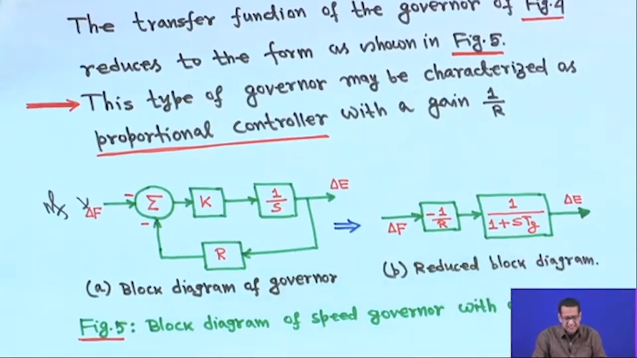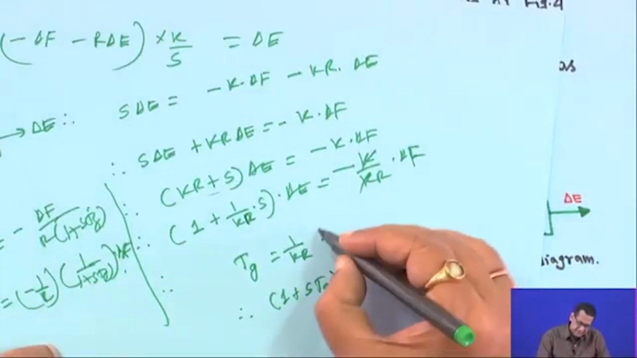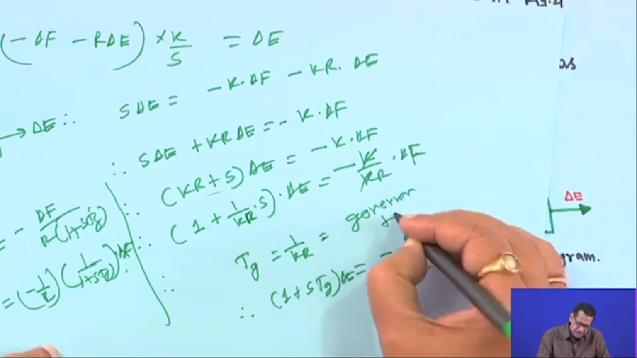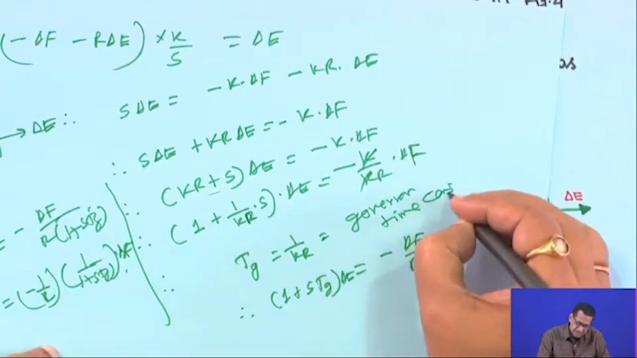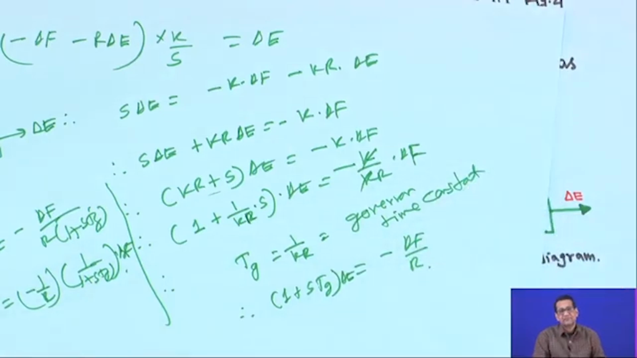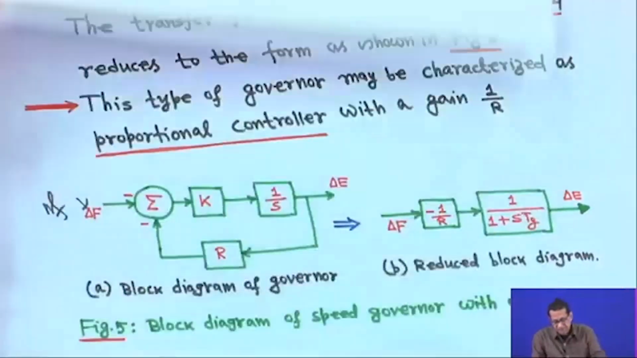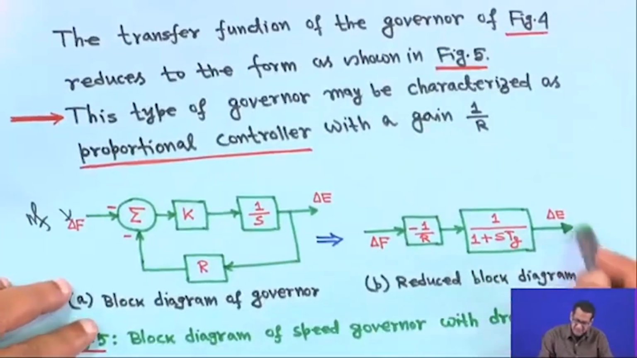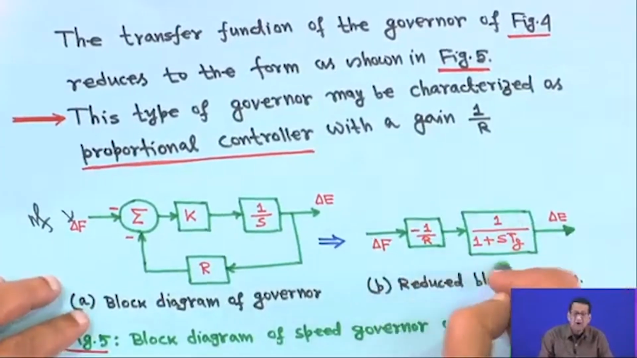Then what is T G? T G, I told you, is equal to 1 upon K R. Sometimes we call this the governor time constant, and it is in seconds. So, that means this is the reduced block diagram. This is the transfer function of the governor part.